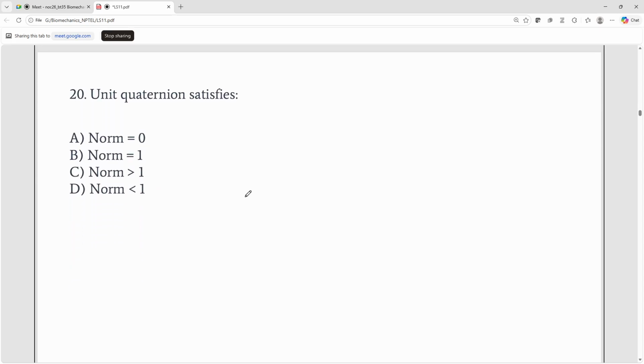Next question. Unit quaternion satisfies which among the following? Options are option A, norm is equal to 0. Option B, norm is equal to 1. Option C, norm greater than 1. Option D, norm less than 1.